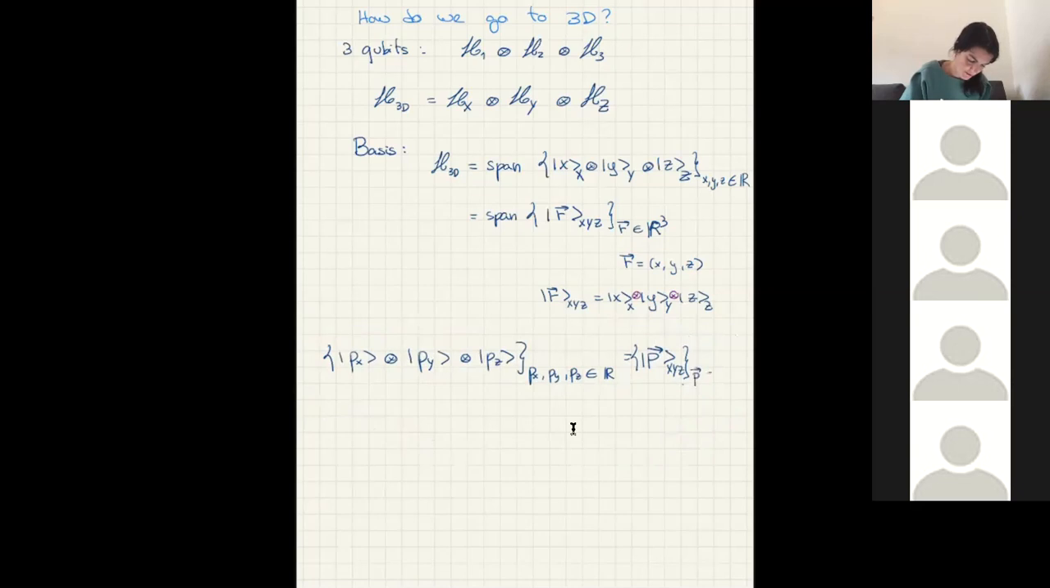Where P belongs to R3. So you can do exactly the same here. Okay. And how do we go from one basis to the other? Again, the P x is the Fourier transform of dx. But you see, it's a local transformation. It's not a global transformation.